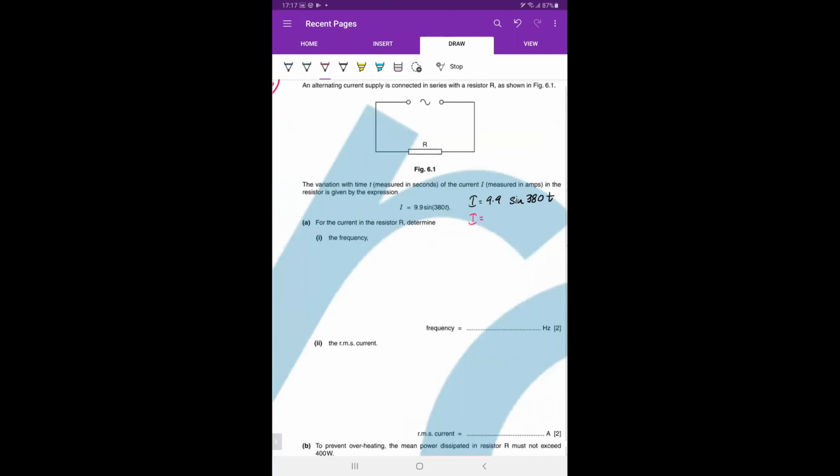Meanwhile, I'll just make a compatibility between the standard equation and the given equation. Statements आप लोग पढ़ लो.